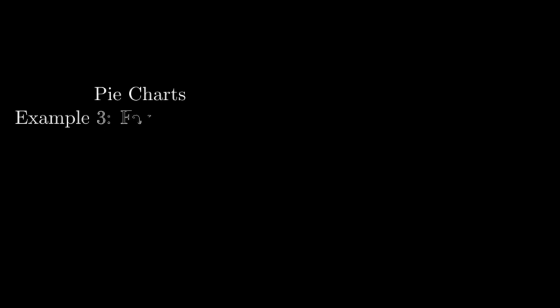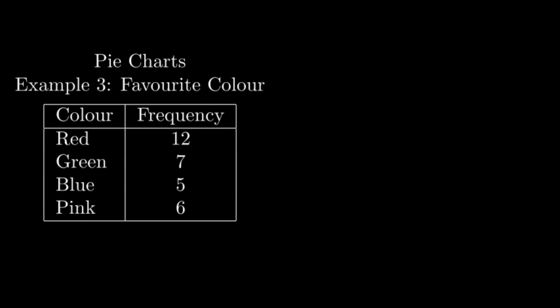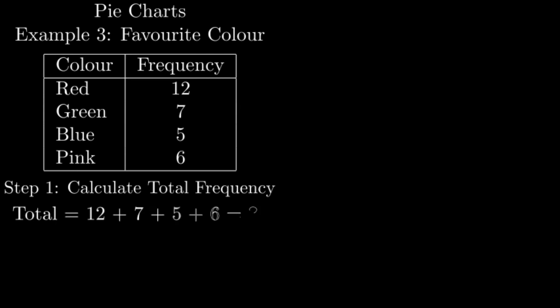Here's an example. Jake asked his classmates their favorite color and recorded the results in this frequency table. We need to draw a pie chart to represent this data. The key to a pie chart is that the angle of each slice, or sector, is proportional to the frequency of that category. First, we need to find the total frequency. We add up the frequencies for all the colors. 12 plus 7 plus 5 plus 6 gives us a total of 30 people.